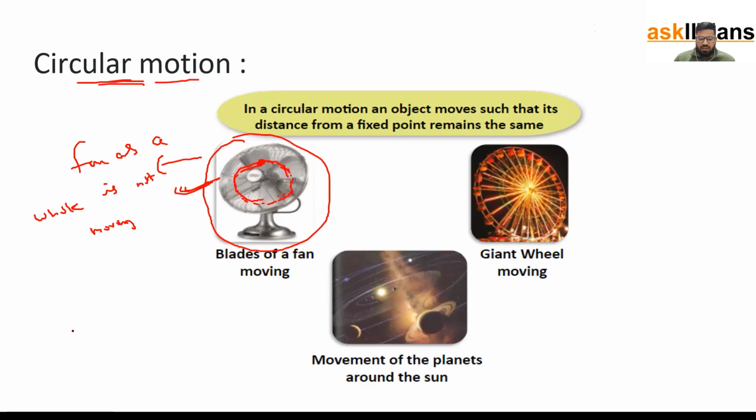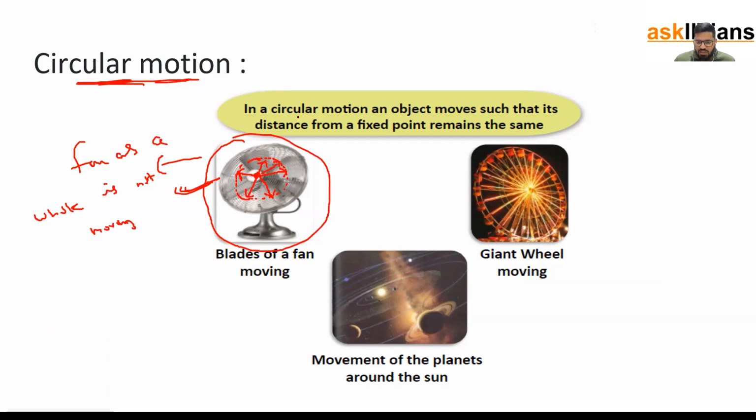If you carefully observe, suppose I'm redrawing this diagram. I have marked a point on the blade of the fan and it is doing a motion like this. What you can see is that its distance from the fixed point, which is the axle of the fan, is constant everywhere. So whenever an object performs motion such that its distance from a fixed point remains the same, then that type of motion is considered circular motion.